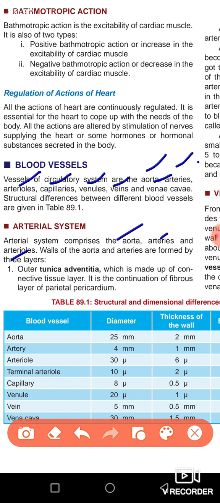The wall of your arterioles and arteries is formed by three layers. So now we can also discuss the histology of your arterial system. As we have discussed in all the organs, three layers are present. First of all, the outermost layer is the tunica adventitia. Tunica adventitia is always made up of connective tissues, and some kind of fibrous layer also. This is the first layer.